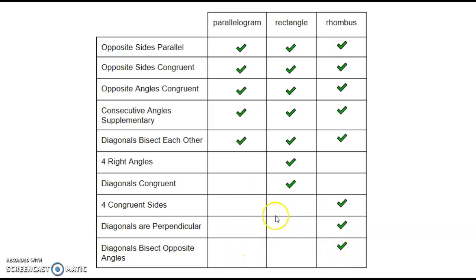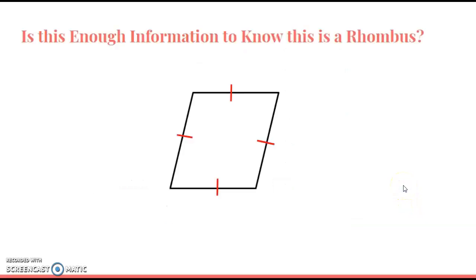Now, a rectangle or a parallelogram could have these properties, but not for sure, not guaranteed to have those properties. That's why these properties do not get a check mark under parallelogram and a rectangle. So I'm going to ask the same kind of questions that we did before. Is this enough information to know that this shape is a rhombus?